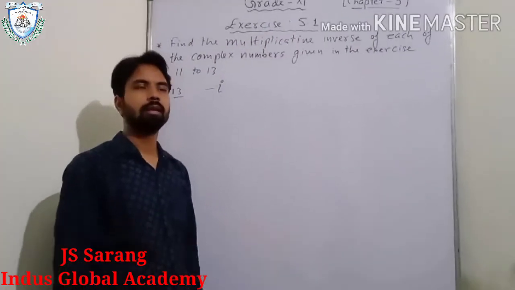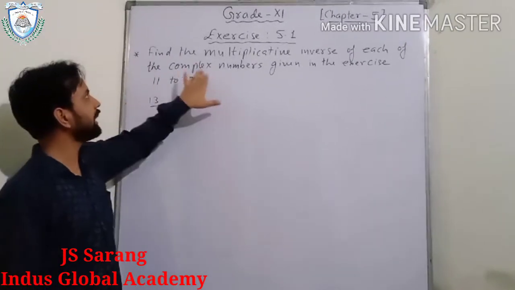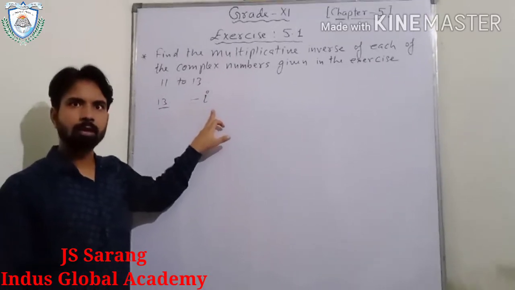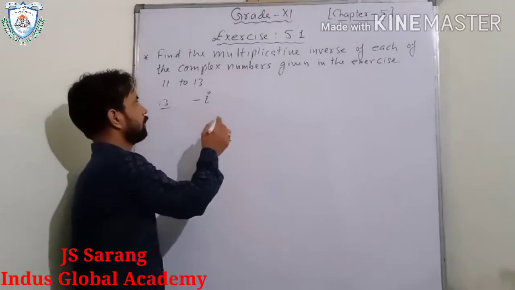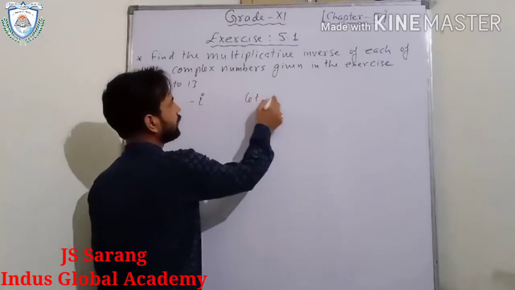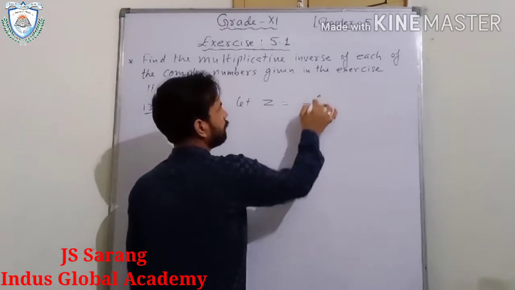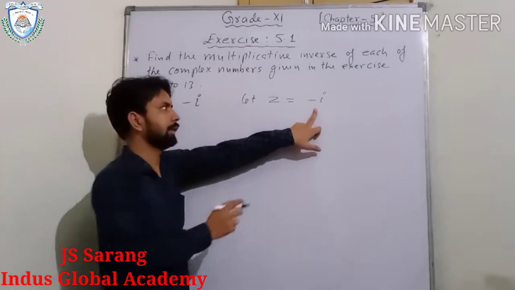Okay students, now in question number 13, we have to find the multiplicative inverse of minus i. Clear? So the process will remain the same as before. First we will consider z equals minus i. But this is not in the form of a plus ib, so we will convert it.